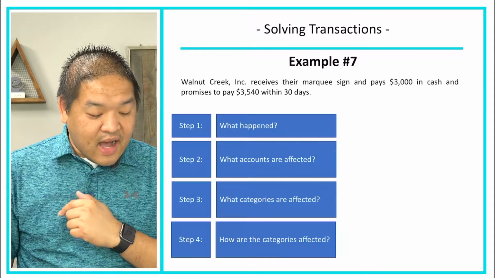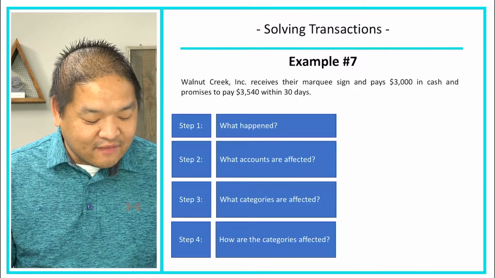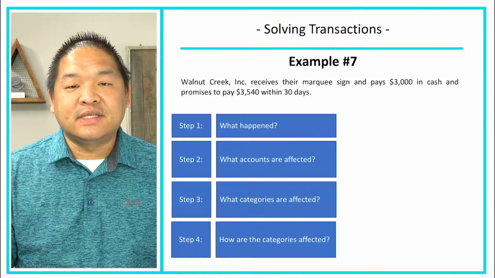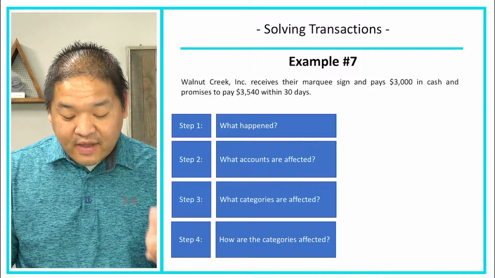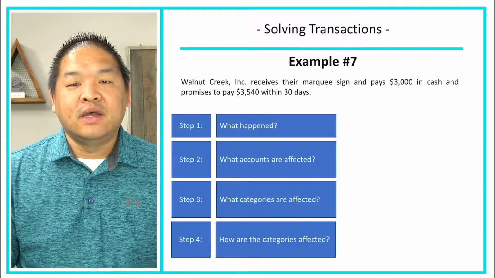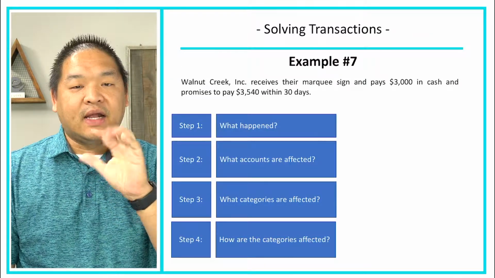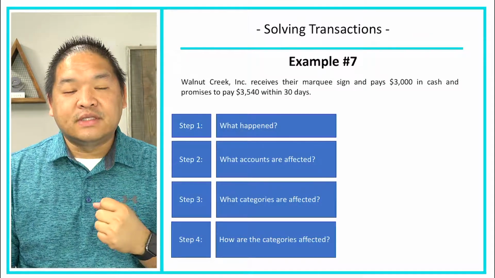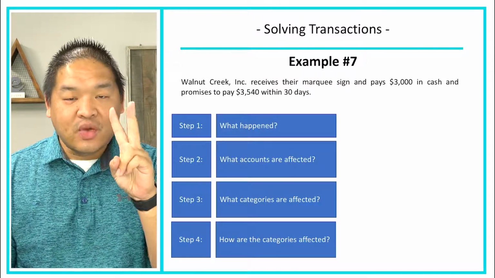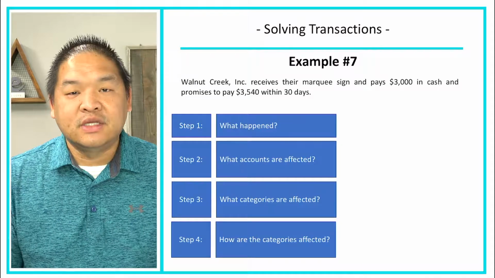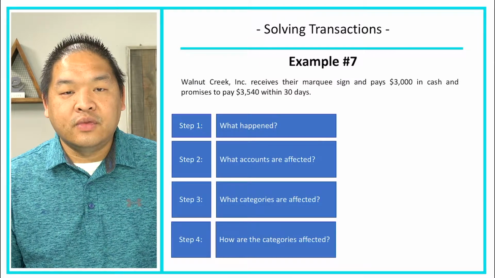Here, Walnut Creek Inc. receives their marquee sign and pays $3,000 in cash and promises to pay $3,540 within 30 days. Ooh, so we've got a couple of things happening here. This is a compounded transaction, which means it has more than 2 elements. It actually has 3 elements. So we're going to walk you through those 3 elements.